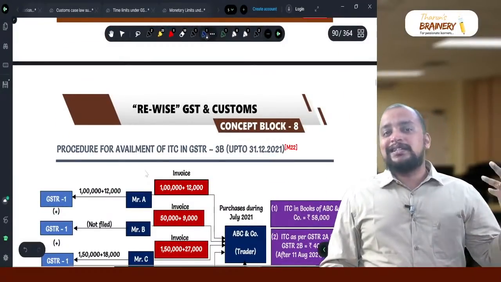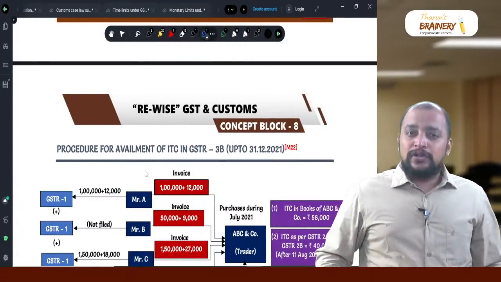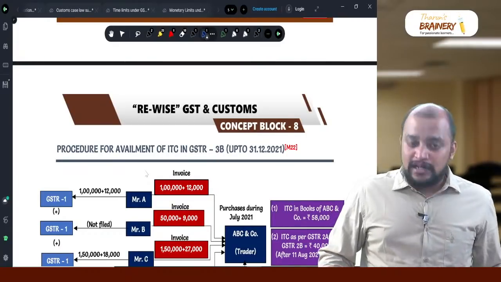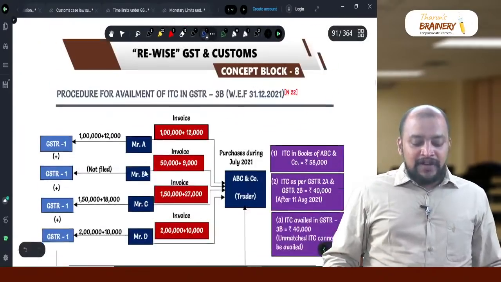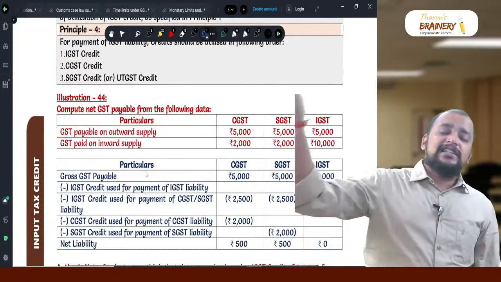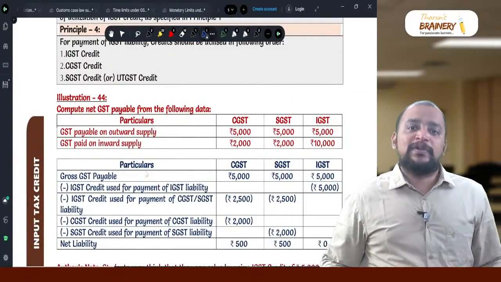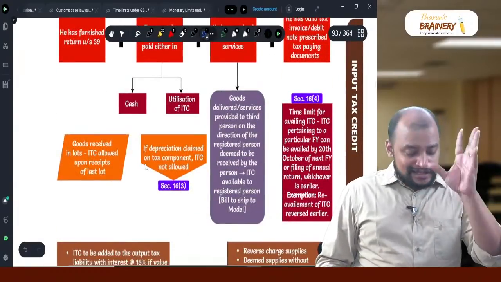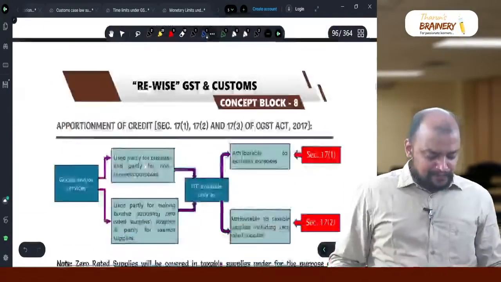And 2A, 2B, either can be given. Like 2A or 2B, it does not matter. Both will be taken as the match credit only. Okay, and we will be able to take the further credit as and when it eventually gets matched. So that point also is not yet tested, so it can be tested in the exam.